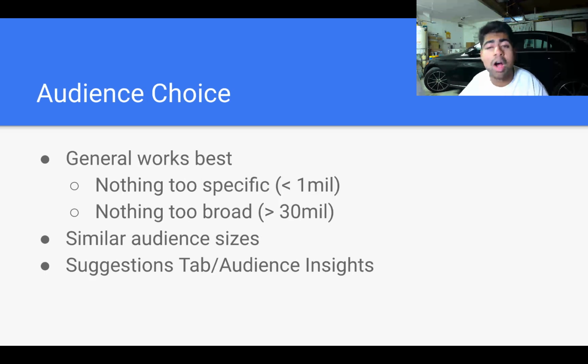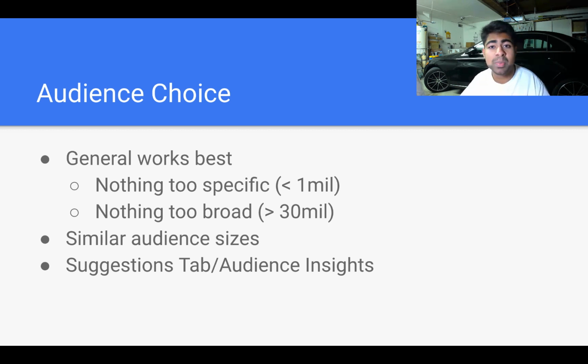But when it comes to choosing audience size, again, we're going to go over the general concept one more time. General works best, and this means nothing too specific, meaning nothing less than 1 million in audience size, and nothing too broad, meaning no individual ad sets with more than 30 million audience size. Because think about it, if you're only allocating $5 to $10 per ad set per CBO, it is going to have a difficult time reaching those pockets of audience of over 30 million all at once within a few days.